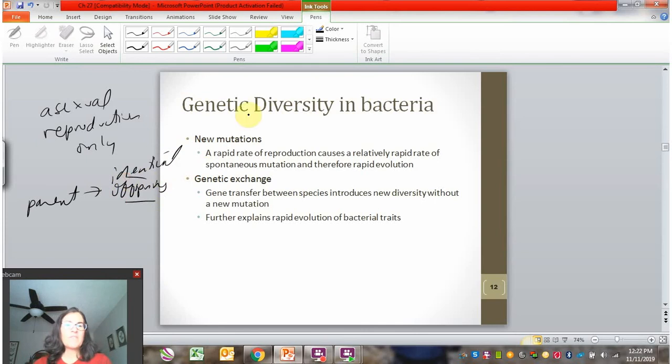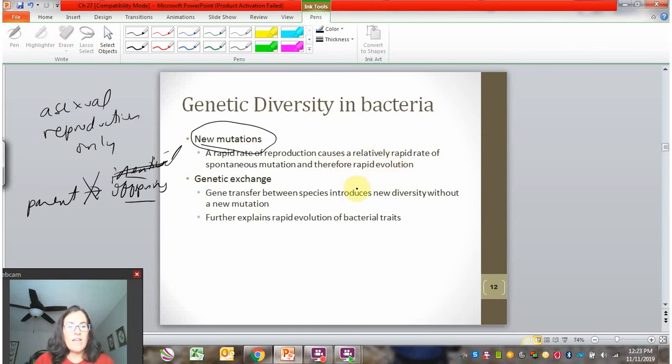So the only way for us to get genetic diversity in bacteria at first glance is new mutations. So if you get a mutation here, then your offspring are no longer identical. Because bacteria do reproduce so quickly, so again, just a matter of hours, that does cause a relatively rapid rate of spontaneous mutation. So every time you reproduce, there's a chance of a mutation. If you reproduce really fast, there's more chances for mutations. And this allows for relatively rapid evolution.